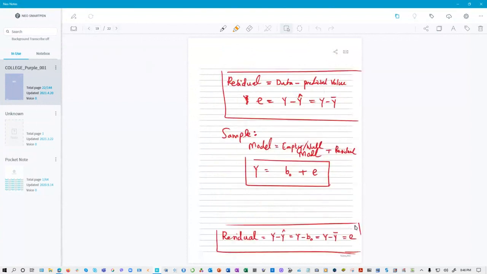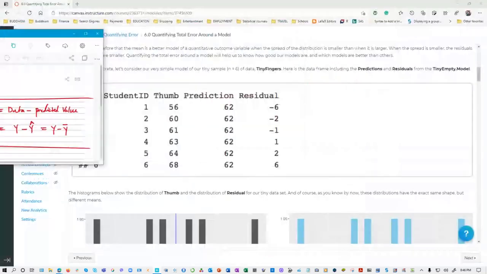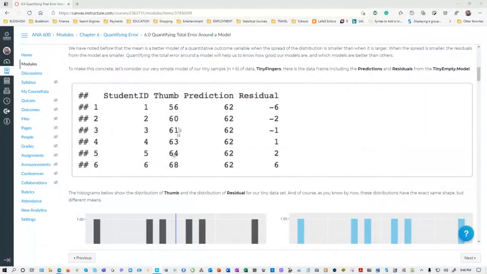Residual is y minus y hat, where y hat is b naught, the predicted value. Everything has a physical meaning: y means your data, and y hat means the estimated, predicted value. Their difference is the residual.